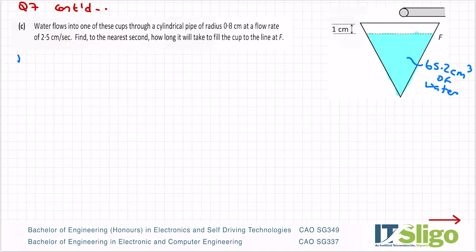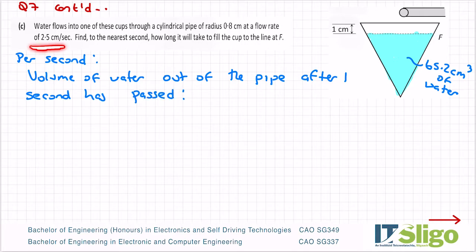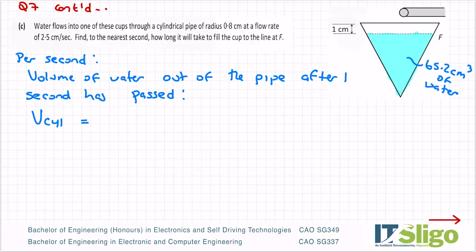So per second. Let's find the volume of water out of the pipe after 1 second has passed. Why did I pick a second? Because that was the unit of time given in the flow rate, so I have to use that. It's a cylindrical pipe, so the volume of a cylinder is equal to pi r squared h.